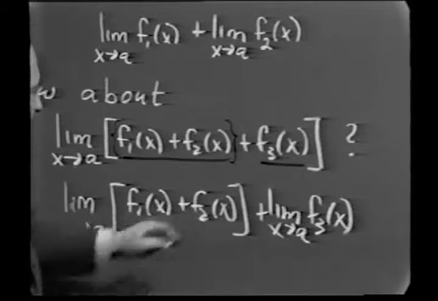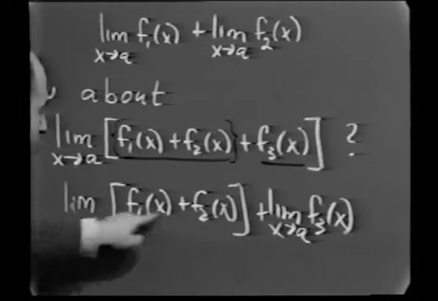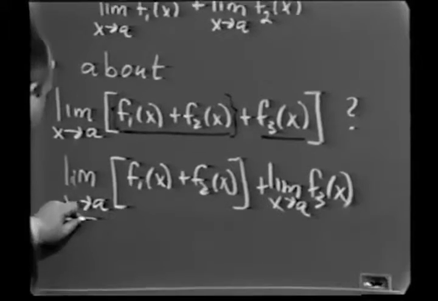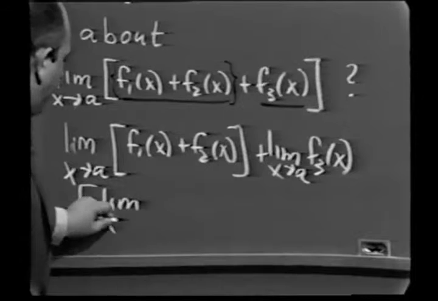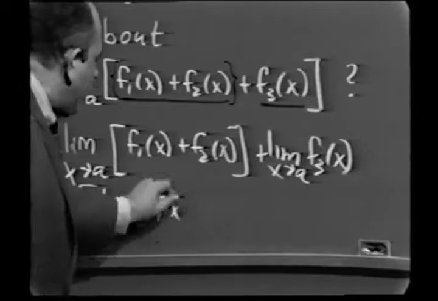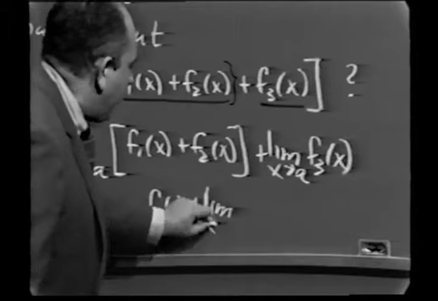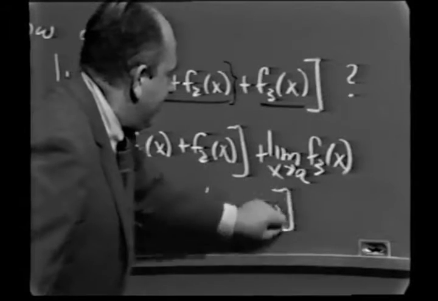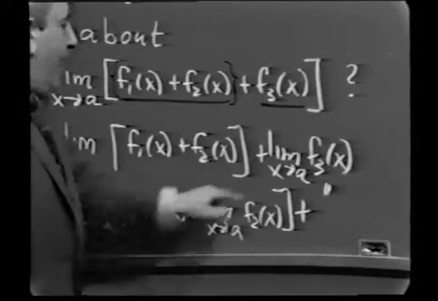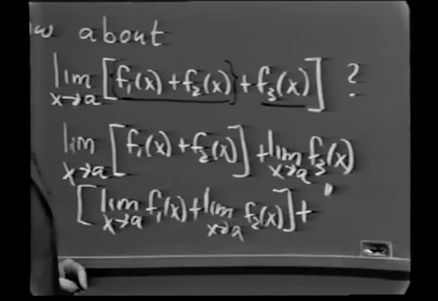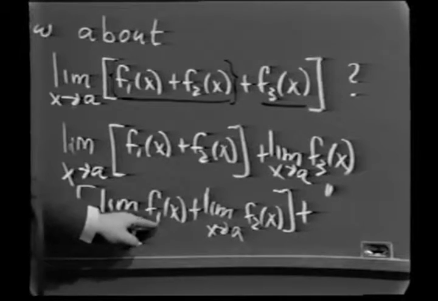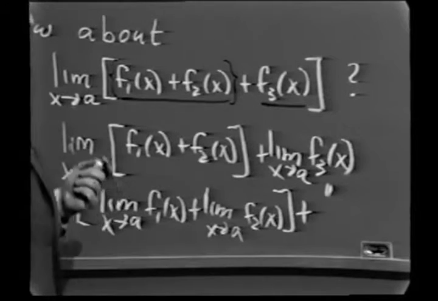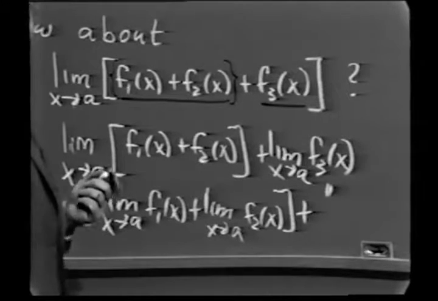And you see, we know that the limit of a sum is the sum of the limits is true if we have only two functions. So from here we get to here, and from here we can say what? This is the limit as x approaches a of f1 of x, plus the limit as x approaches a of f2 of x, plus the limit as x approaches a of f3 of x. In other words, what we have shown is that the limit of a sum equals the sum of the limits is true not just for the sum of two functions, but for the sum of three as well.